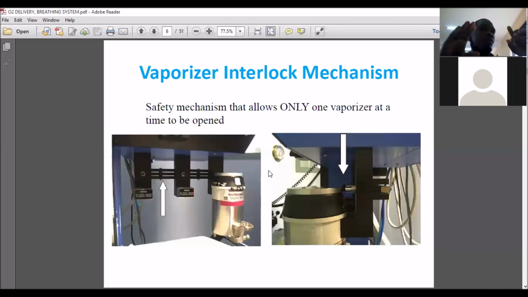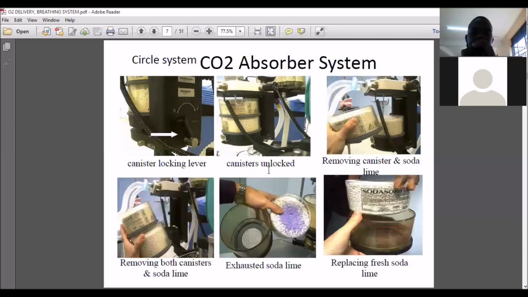So to avoid you giving a patient more than one anesthetic agent, the vaporizers have an interlock mechanism, whereby if you open one, the other 2 close automatically. They can't work. And if you want to shift from one to another, you just can't use both of them at the same time, okay? So that's the use of the vaporizer interlock mechanism. If you go to the theater, we shall see that well, okay?